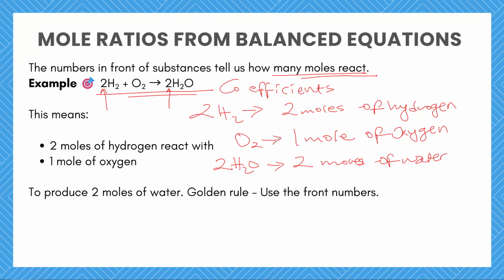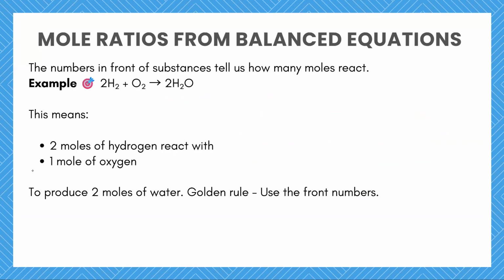So in order to put this chemical equation into words, what we simply say is 2 moles of hydrogen over here reacts with 1 mole of oxygen over here to produce 2 moles of water. Can you see how the mole concept comes into an actual balanced equation? So the golden rule is to always make sure you use the front numbers, which are the coefficients, like I said.